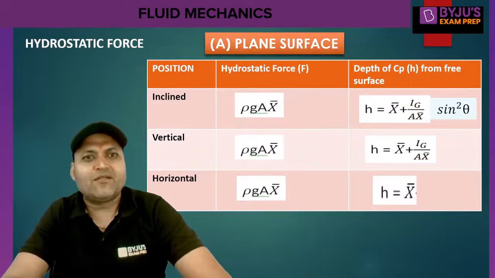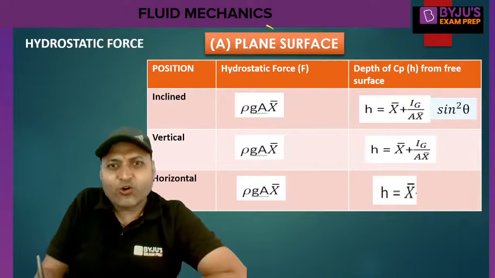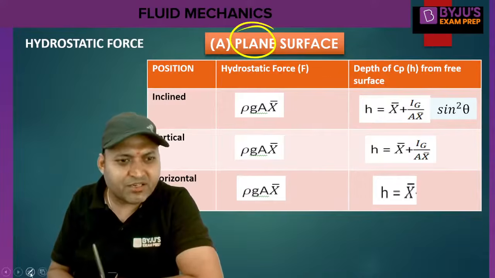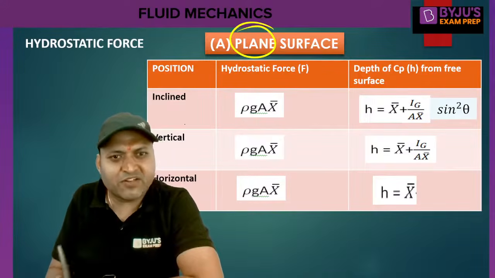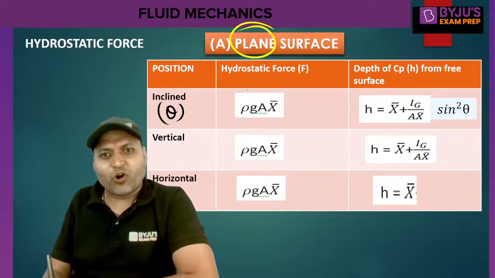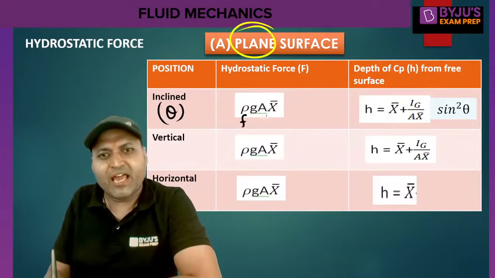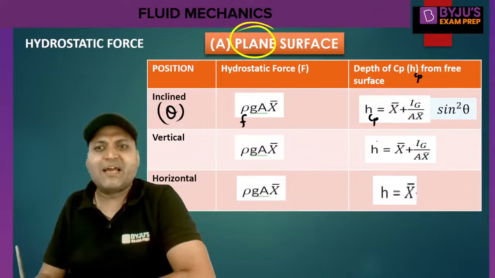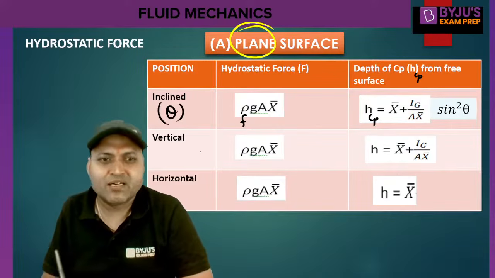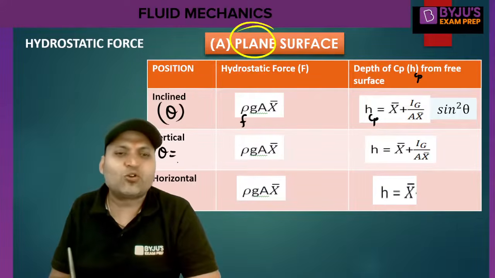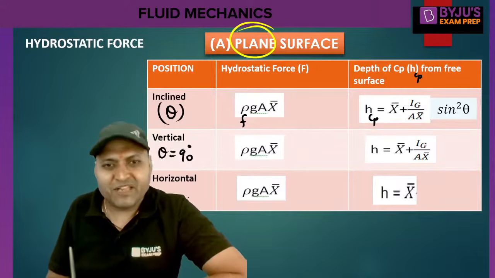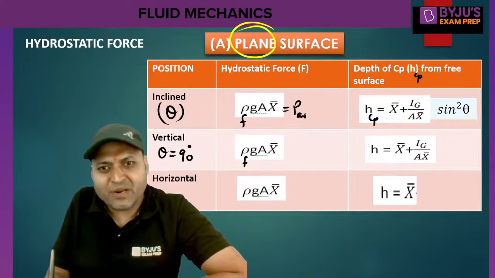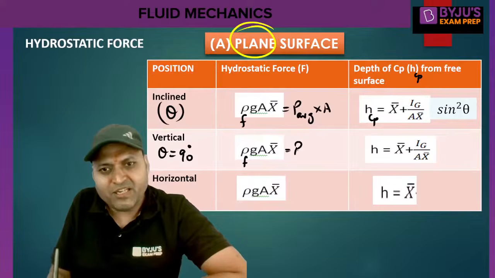The next topic in fluid statics is hydrostatic force, hydrostatic force on a plane surface. If the plane surface is in an inclined position, theta is the angle of inclination with horizontal. The formula for hydrostatic force is rho into G into A into X bar, and the depth of center of pressure from the free surface, HCp, is given by X bar plus Ig by A X bar sine square theta. For vertical, theta will be equal to 90 degrees. If theta is 90 degrees, the formula for hydrostatic force can also be written as average pressure into area.